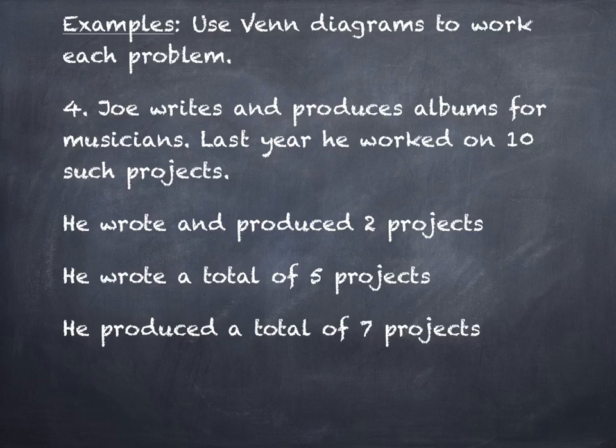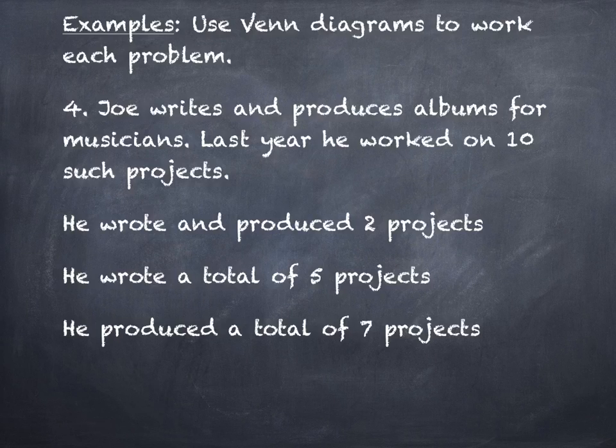Now what I'd like to do is show you how you go from a word problem into a Venn diagram. So this is a really simple, straightforward one. We have a Venn diagram we're supposed to create for Joe. Joe writes and produces albums for musicians. Last year he worked on 10 projects.